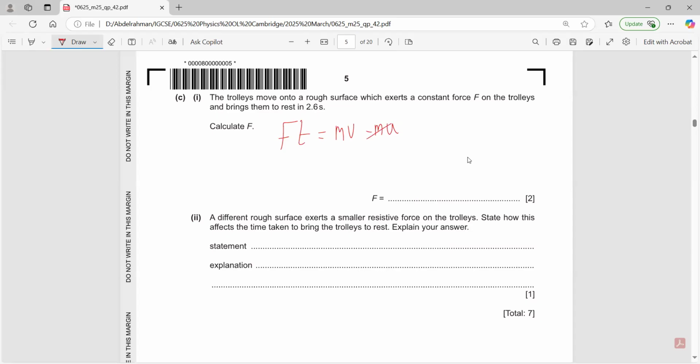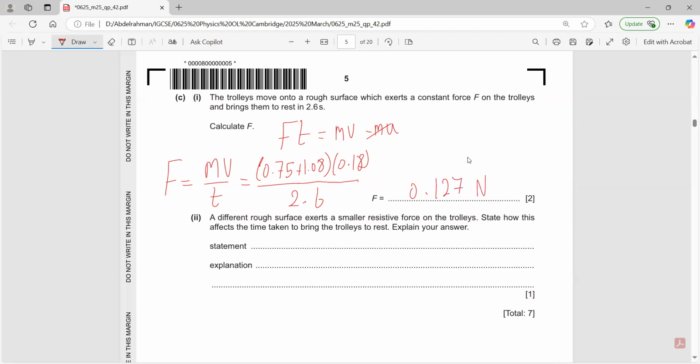Do you have the mass? Yes. Do I have the velocity and the time? All you need is the force. So the force would be equal to mv over t. If you add both masses, it's 0.75 plus 1.08, times the velocity of them both, which was 0.18, divided by the time, which is 2.6. This is going to give you a force of 0.127 newtons.